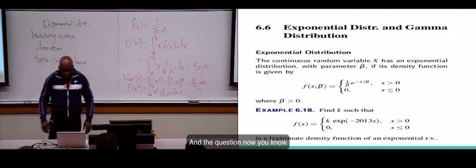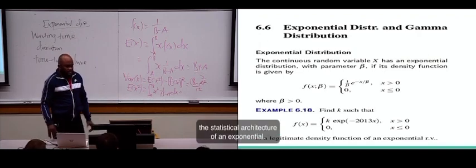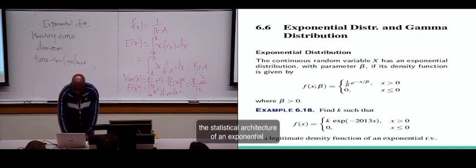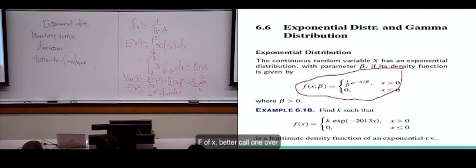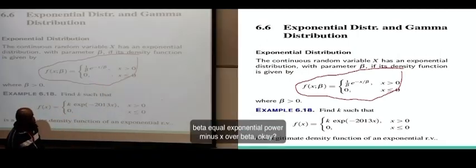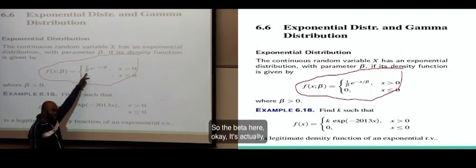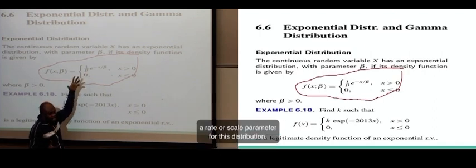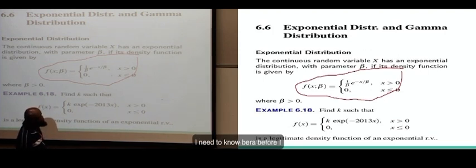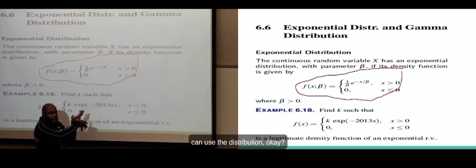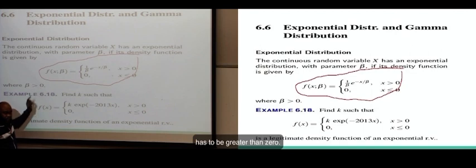Any question? Now, you know what exponential distribution does. Let us now look at the statistical architecture of an exponential. It is this: f(x; beta) = (1/beta) e^(-x/beta). The beta here is acting like a rate or scale parameter for this distribution. I need to know beta before I can use the distribution, and beta has to be positive, greater than 0.